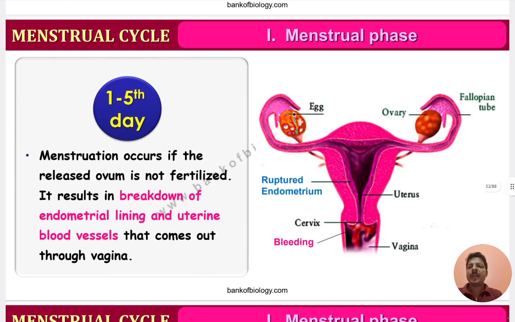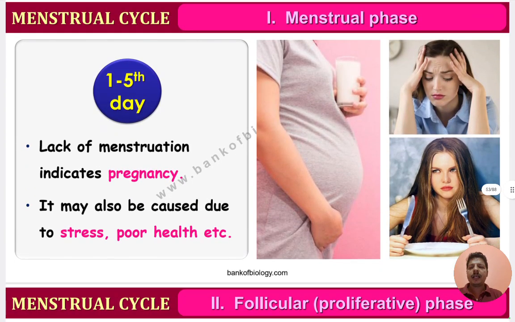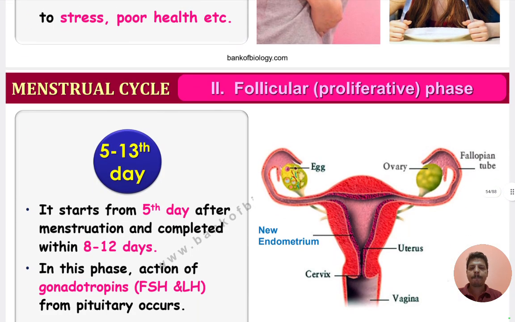Menstruation occurs if the released ovum is not fertilized. If it is fertilized, then menstruation stops. It results in the breakdown of the endometrial lining and uterine blood vessels, which come out through the vagina. Lack of menstruation indicates pregnancy. It may also be caused by stress, poor health, etc.